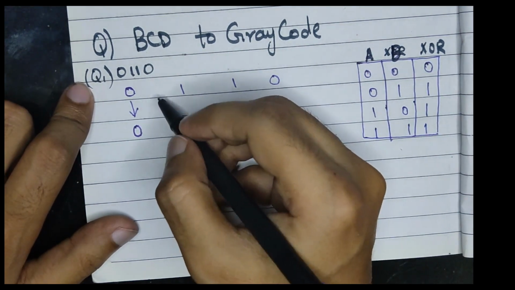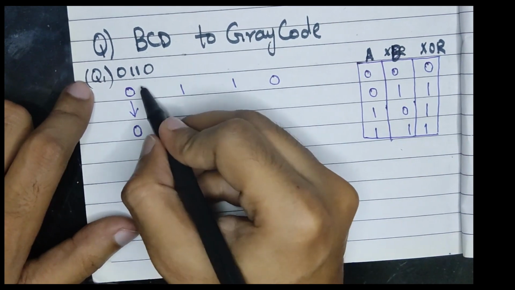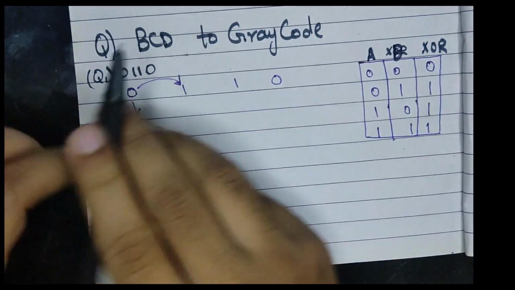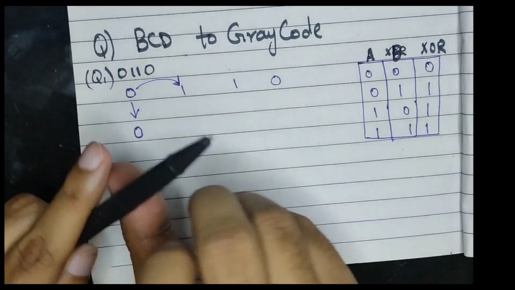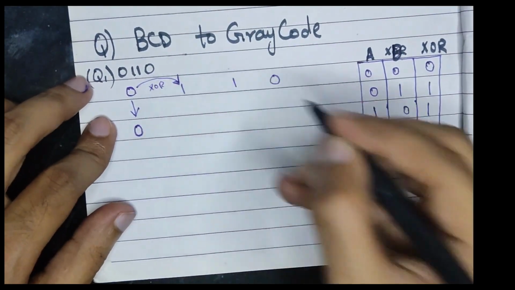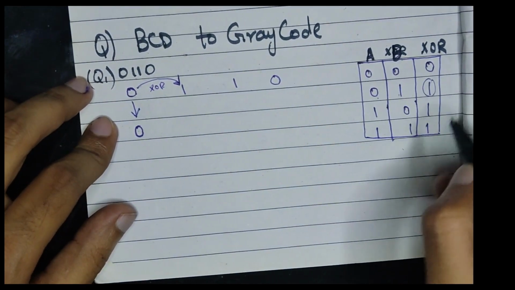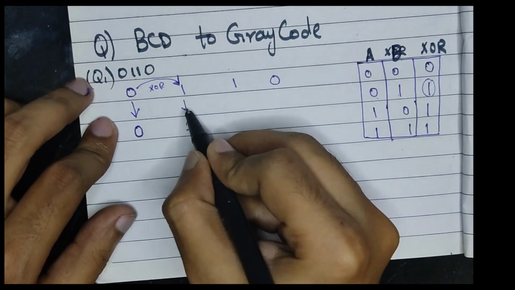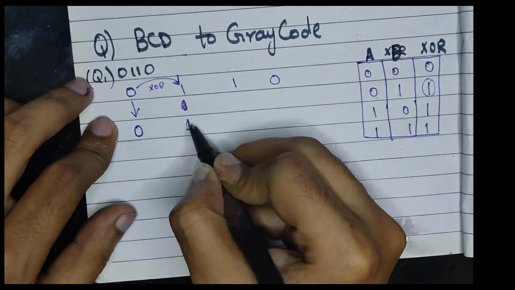Now we are going to make XOR from 0 and 1. So make XOR. So 0 1 means 1. So the answer is, so we write 1 as answer.